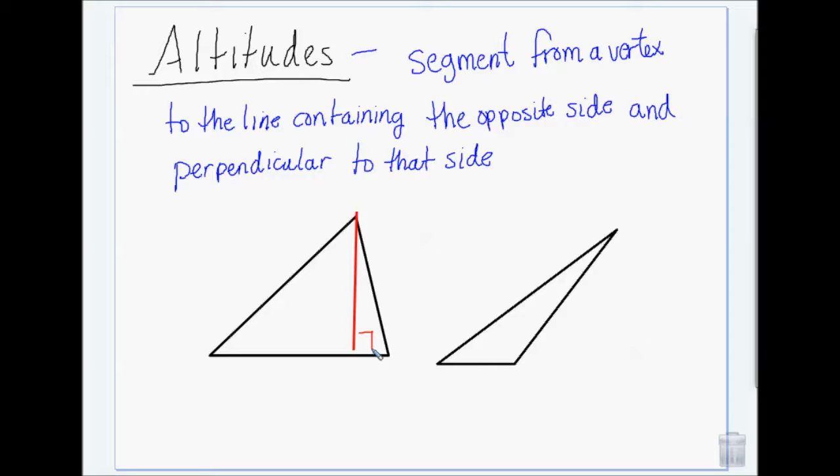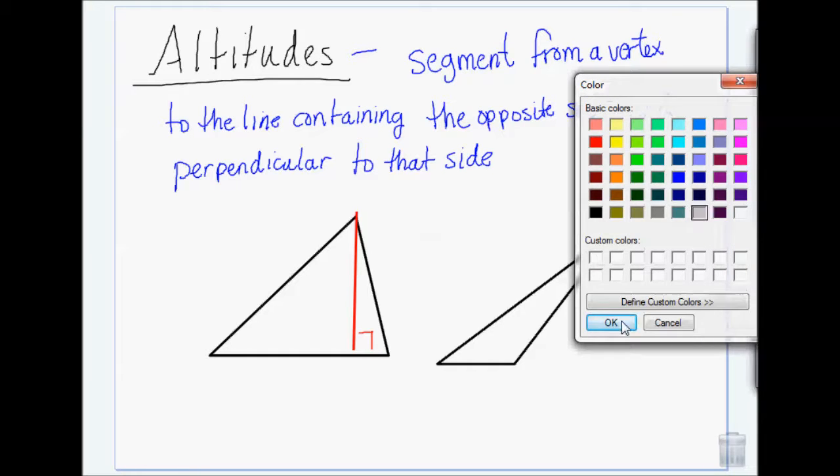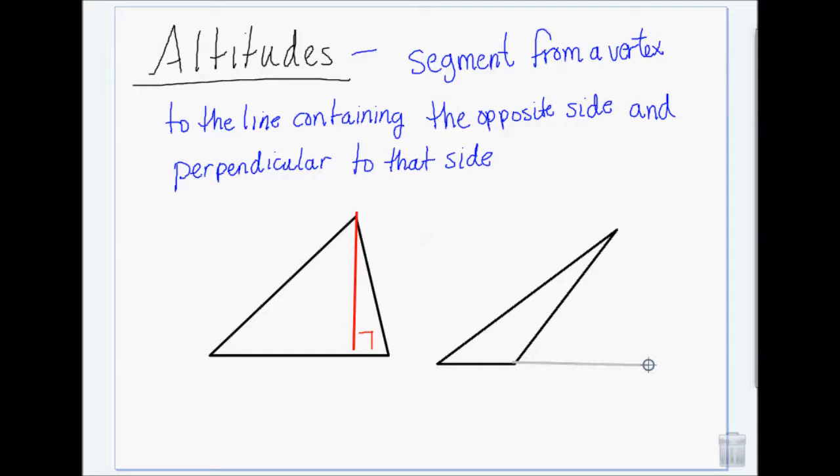Now, if I have a situation like this, I can't draw a line inside and have it be perpendicular. So I extend this line out, and then my altitude comes down here. This is my actual triangle, but my altitude is going to go outside of the triangle.